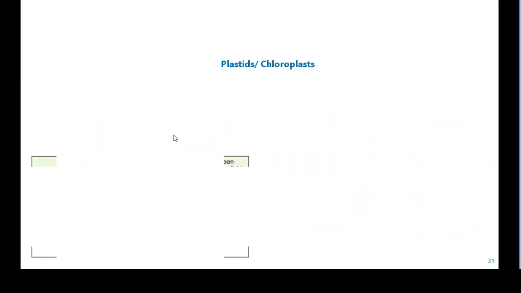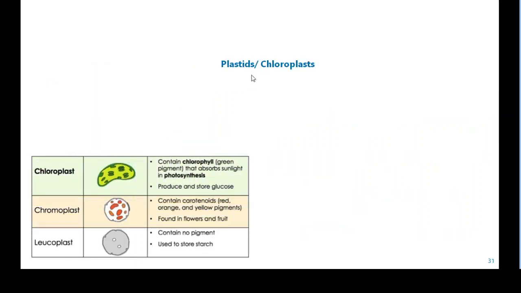The next organelle that we will be studying is the plastids, or the chloroplast. Now, plastid or chloroplast I have written, but actually chloroplast is a type of plastid. Now what are these plastids? First understand that these plastids are present exclusively, only and only, in plants. Animal cells do not have plastids, right?